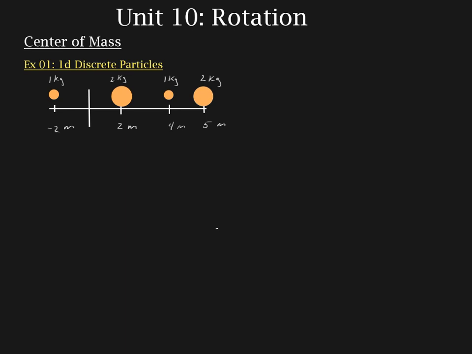Now, in each one of these examples, I want you to pause the video and try to calculate the center of mass on your own. This, again, should be review for you, and so test yourself and see how it goes.